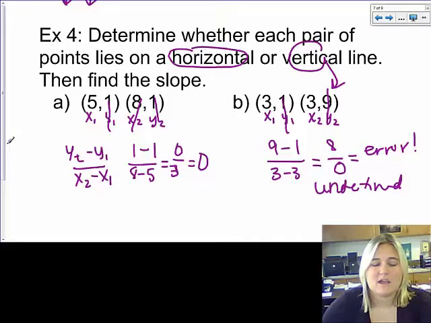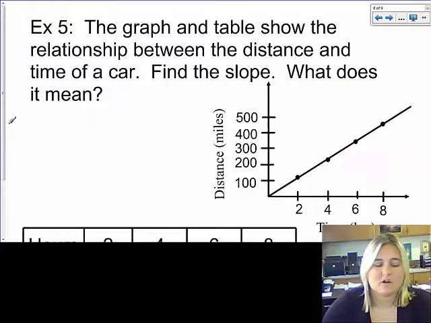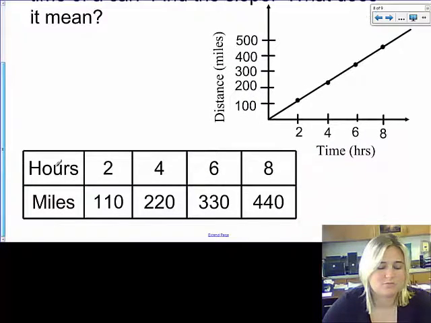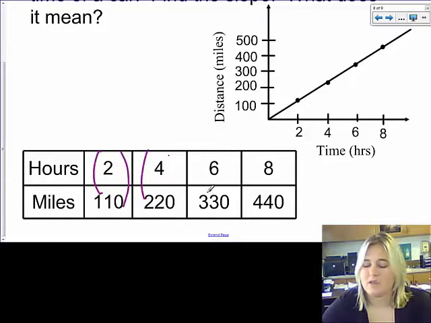The graph and the table show the relationship between the distance and time of a car. Find the slope and what does it mean. So I'm going to show you this information, and I want for you to use 2 points and find the slope and tell what it means. On your own paper.